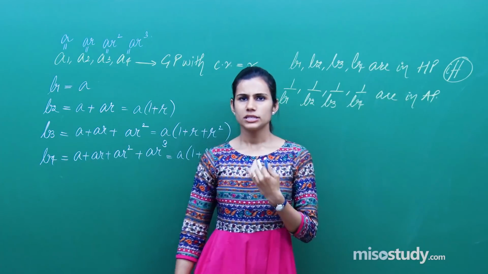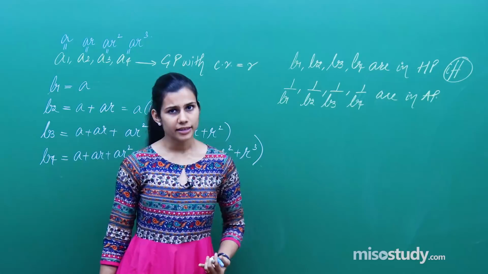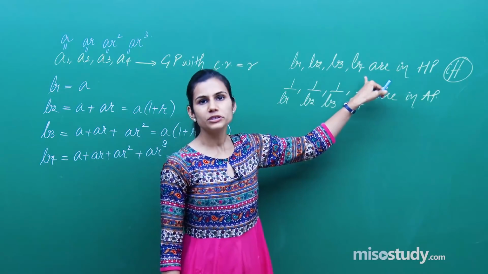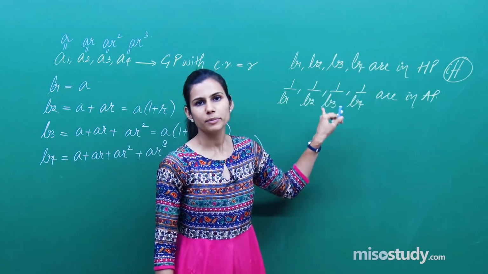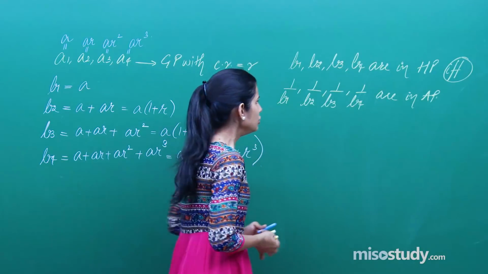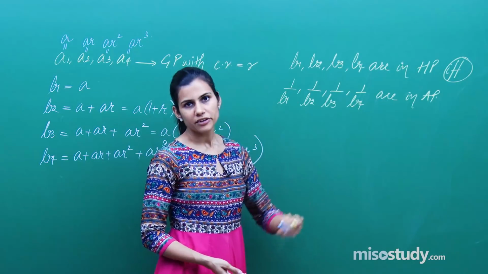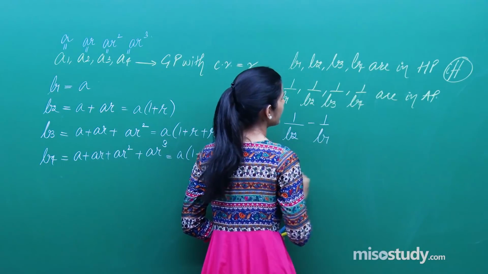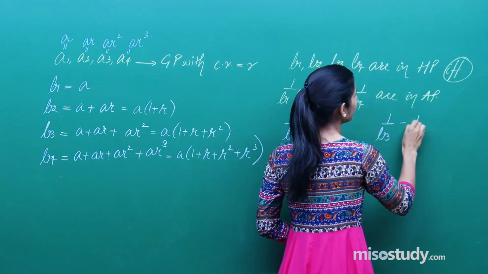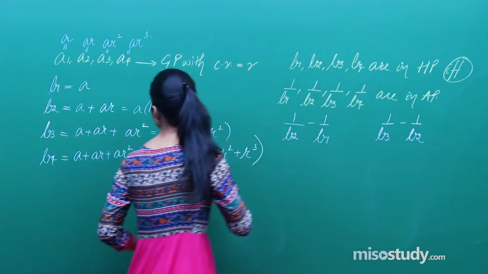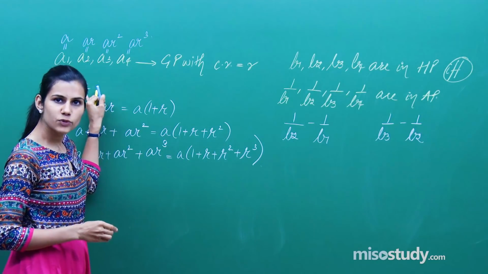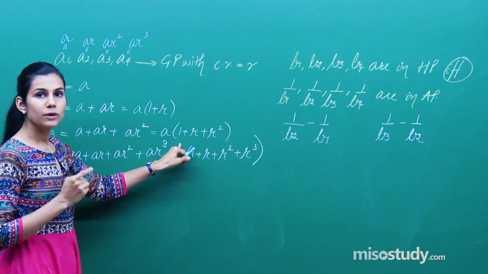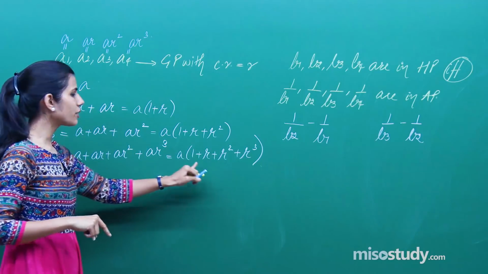Because the AP concept is much more familiar and convenient and easier than the HP concept, of course I am going to be using this approach, not dealing with B1, B2, B3, B4, but dealing with 1 by B1, 1 by B2, 1 by B3, 1 by B4. So let's check whether these four terms are in AP or not. If I talk about 1 by B2 minus 1 by B1 and 1 by B3 minus 1 by B2, realize that if this is B1, 1 by B1 is 1 by A. This is B2, 1 by B2 is reciprocal of it. This is B3, then 1 by B3 is reciprocal of it, and this is B4, 1 by B4 is reciprocal of it.